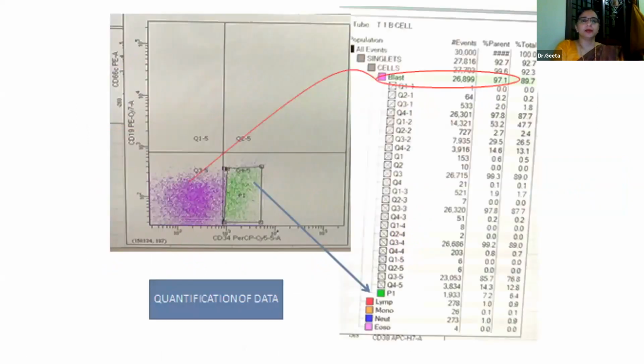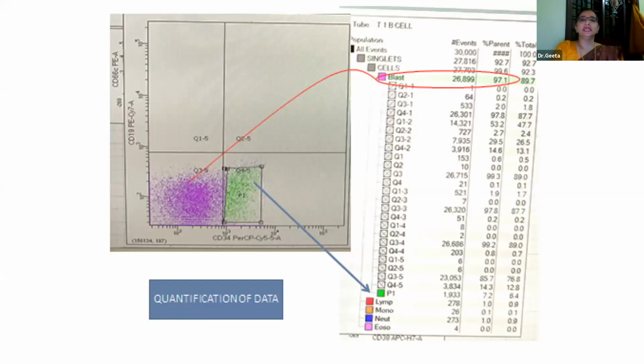So how do we enumerate our findings? This is a single plot which shows the blast cells present in the progenitor area. Out of these blast cells, this is the percentage of CD34 positive cells. Even if the number is less here, it will be taken as positive for CD34. This total positivity is designated as blast, and out of those, CD34 positive is designated here, and all the statistical details are provided here, which can be recorded. So this is quantification of the data.